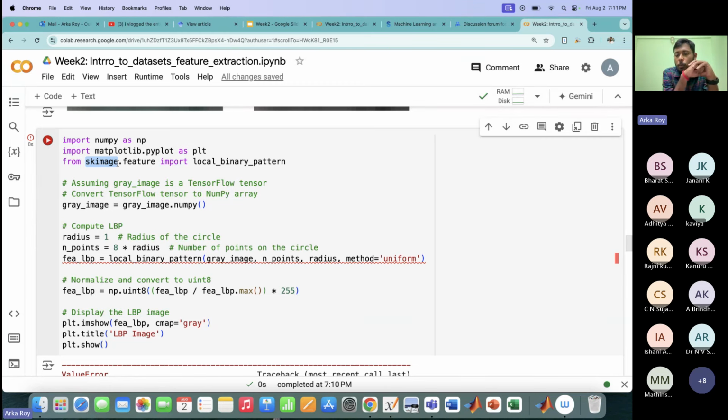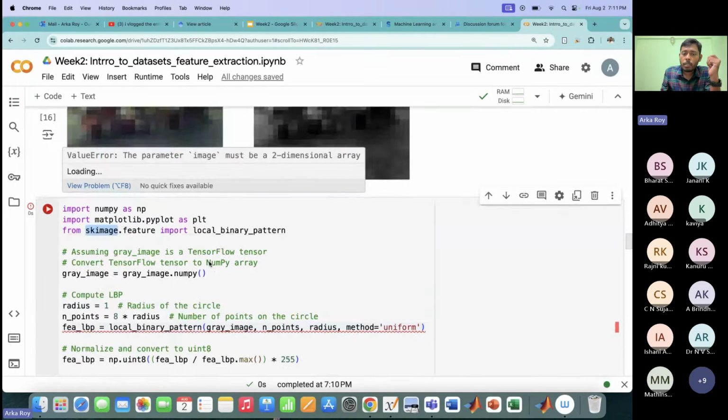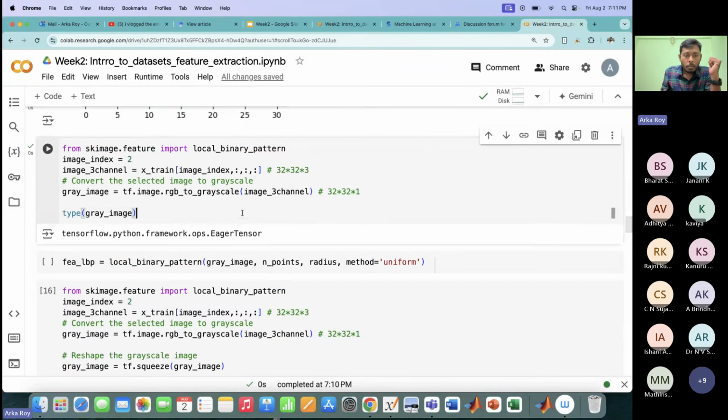So for this, you have to be aware of what data type you are dealing with. What you have to do is convert this tensor data into a NumPy array, and then that NumPy array can be used with skimage so that you can get the feature computed. Because skimage works on NumPy arrays, it does not work on tensor based arrays. So you have to convert the data type. That was the main goal to illustrate.